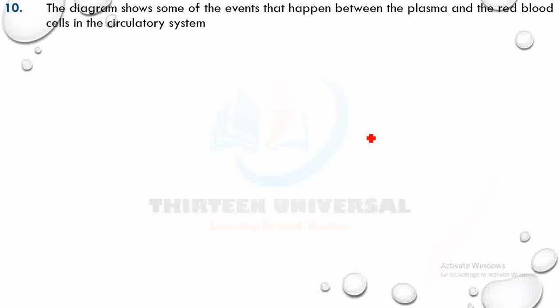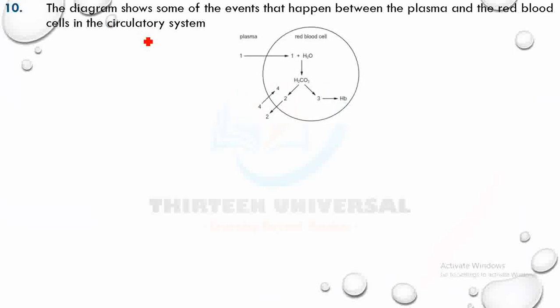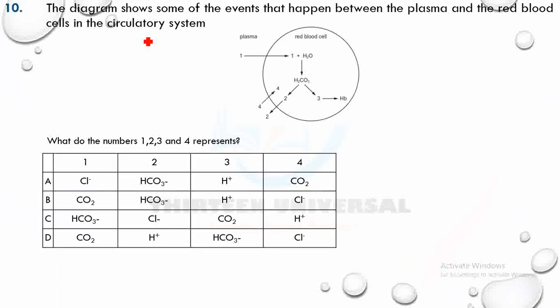Let's run, guys. The diagram shows some of the events that happen between the plasma and red blood cells in the circulatory system. See what we just drew now. So what do the numbers 1, 2, 3, and 4 represent? You shouldn't waste time. Solve this problem. Can you see what we've been writing? This number 1, pause the video and then solve the question.